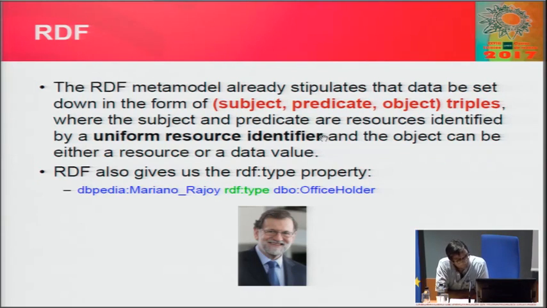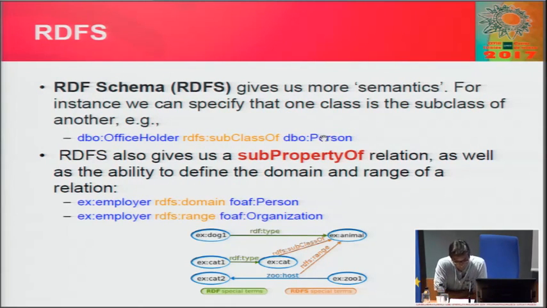RDF already gives us the RDF type property so that we can make simple statements relating individuals to classes, the kinds of statements that you saw in the A box, the assertion box, in the description logic slides. So for example, here I've taken this example from DBpedia. It basically says that Mariano Rajoy belongs to the class office holder. So that's already a nice step towards being able to represent ontologies, but obviously it's not enough. We don't have enough expressivity.